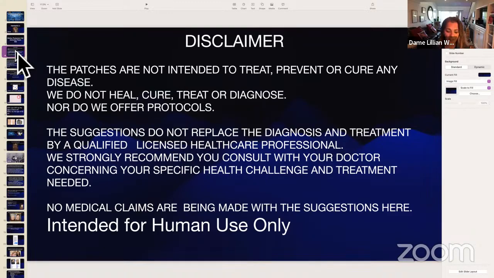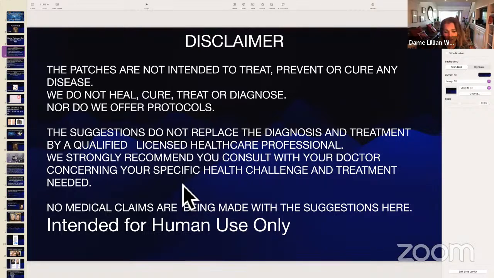And let's do our disclaimer, because we have a great relationship with the FDA and we want to keep it that way. So these patches are not intended to treat, prevent, or cure any disease, and we do not heal, cure, treat, or diagnose, nor do we offer any protocols. The suggestions do not replace the diagnosis and treatment by a qualified licensed healthcare professional. And we strongly recommend you consult with your doctor, because we're not your doctors. Consult with your doctor concerning your specific health challenge and treatment needed. No medical claims are being made with the suggestions here. This is intended for human use only.